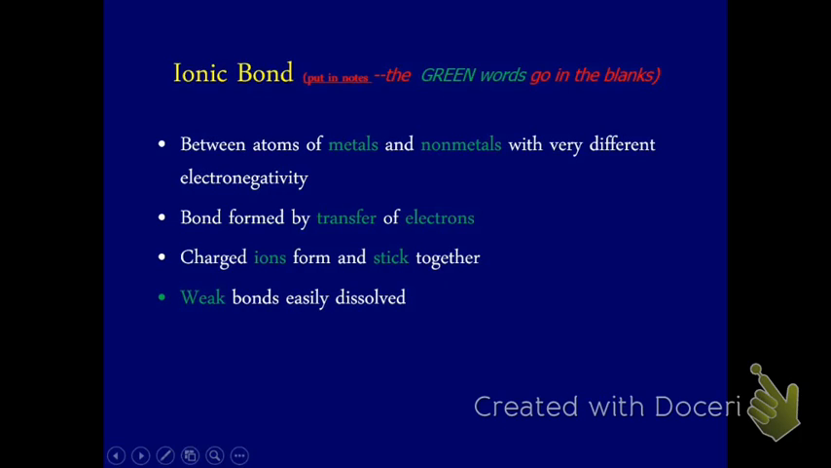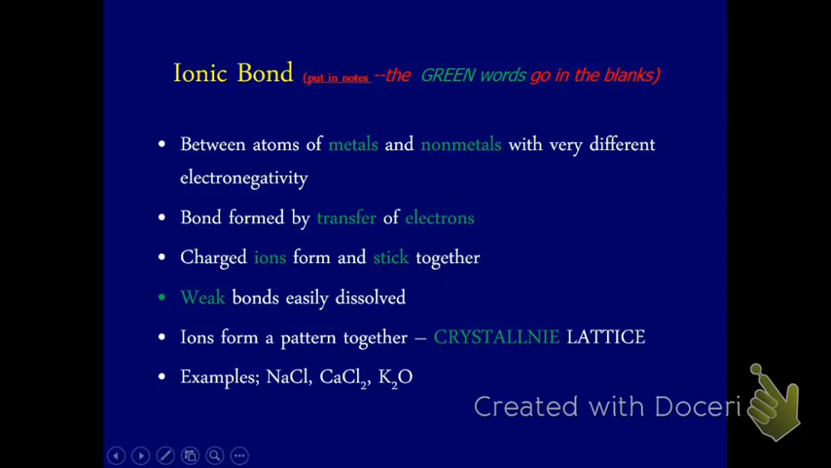They're weak bonds. They can be dissolved and broken through another chemical reaction. They do form what's called a crystalline lattice. So it's a repeating structure. If you look at, say, a molecule of salt under a microscope, you can see this regular repeating geometric structure.